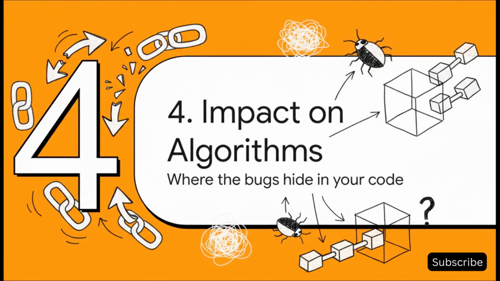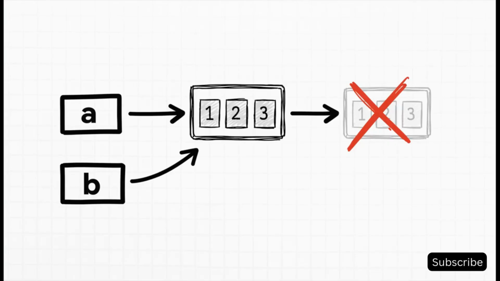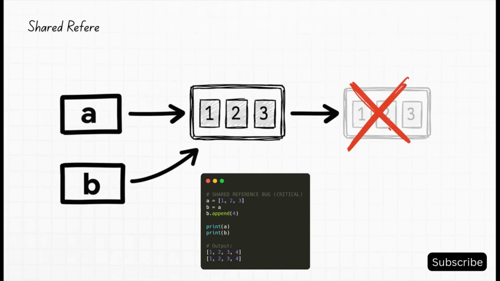All right, enough talk. Let's see exactly how this stuff creates actual painful bugs in our code. Okay, here's the classic scenario. We make a list, A. Then we say B equals A. A lot of people think B is now a new copy of A. It is not. A and B are now just two different names pointing to the very same list in memory.